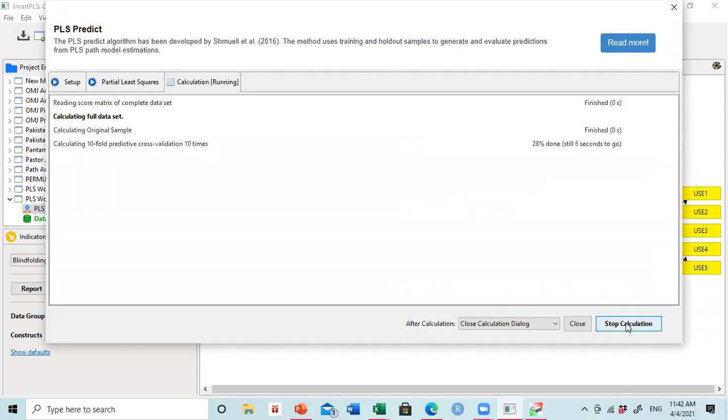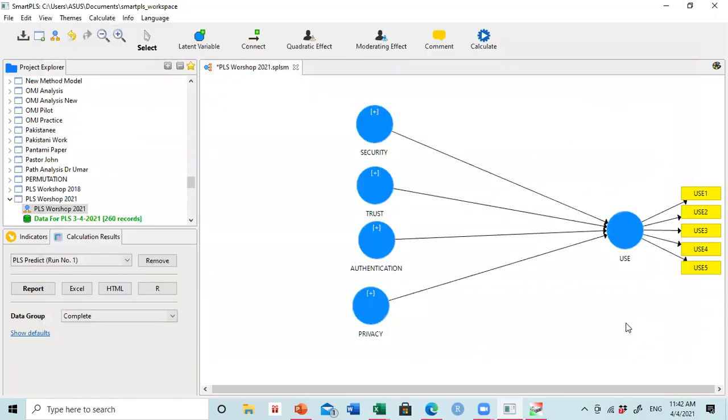This one may take time because it's K10, meaning that your sample is divided into 10. Then they use what they call the training sample to predict. If I remember, I'll tell you this one. Use training sample. Okay, sorry.